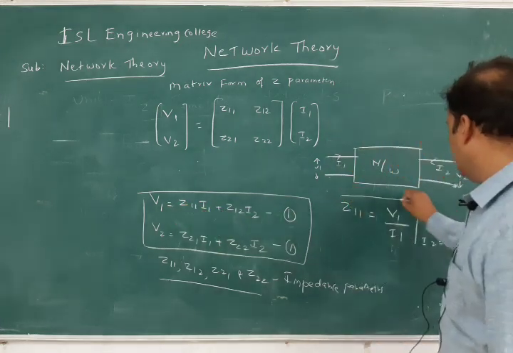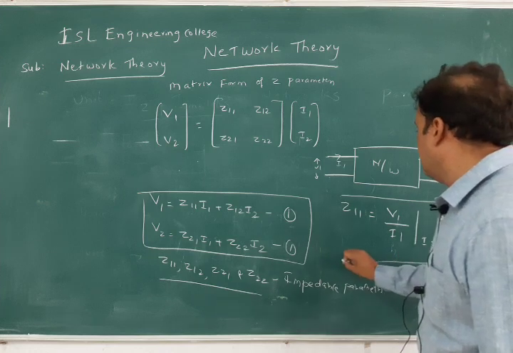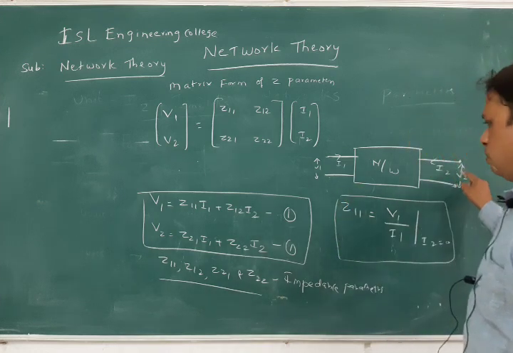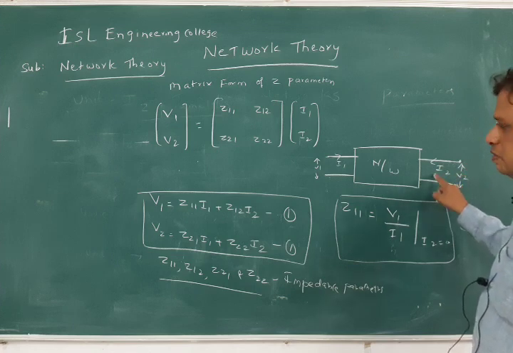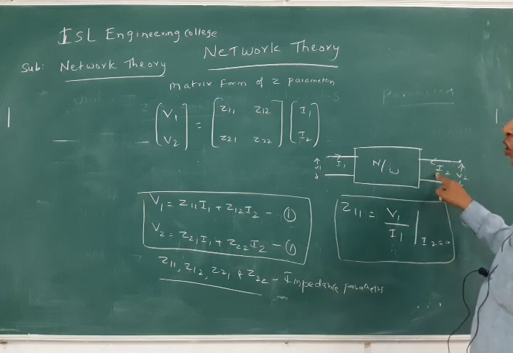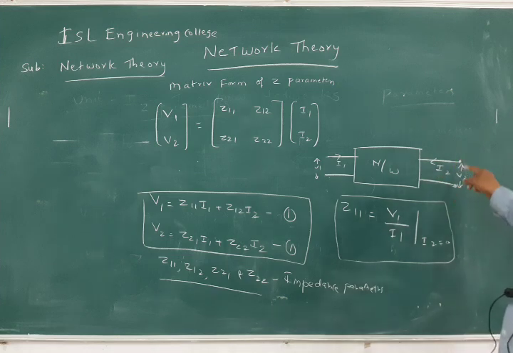So it is clear to you. It is a Z11 you have got. How did you get it? Just by open circuiting this one. Open circuiting means that here V2 has some value, but I2 becomes 0. No current flows here. Open circuit means no current is flowing at this port, because it is open. Do you understand this?